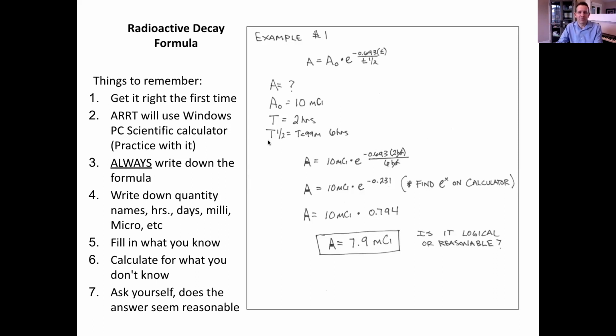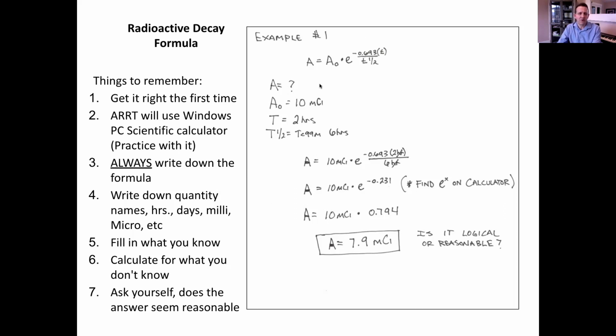You're always going to want to write down the quantities of the factors that you have. Then we're going to fill in the equation with what we know, and then calculate and solve for what we don't know. At the end, when you get your answer, you need to ask yourself, is this reasonable? Does it make sense? Is it logical? That's going to help you, okay? So let's work through one of these.